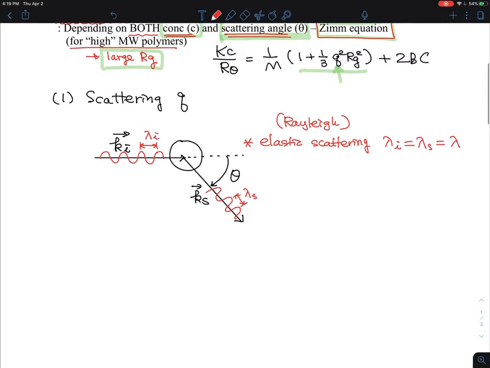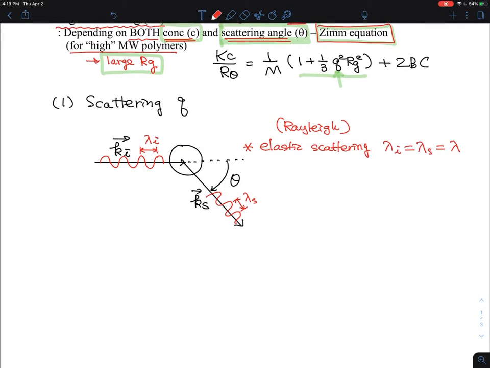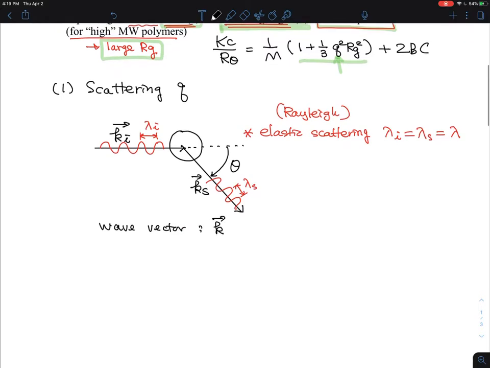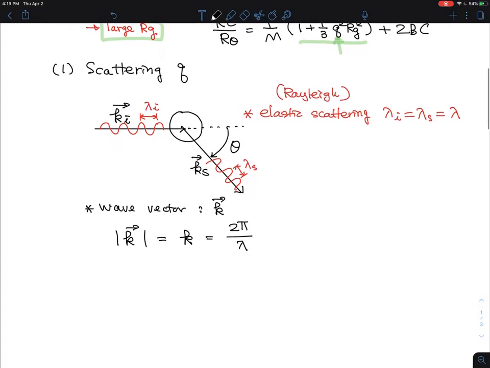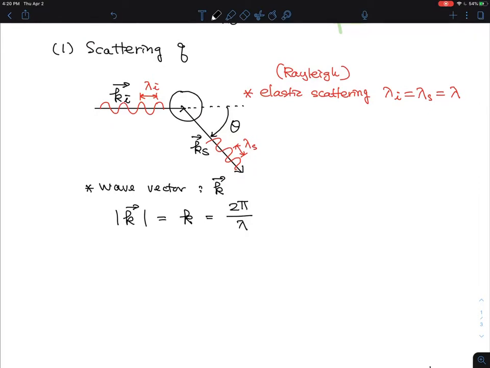So we are talking about elastic scattering here, and now I am going to define the wave vector K. Here we are particularly interested in the magnitude of the wave vector, which we can simply call K. Then K is essentially 2 pi over lambda, whether it's the incident light or the scattered light that we are seeing here.